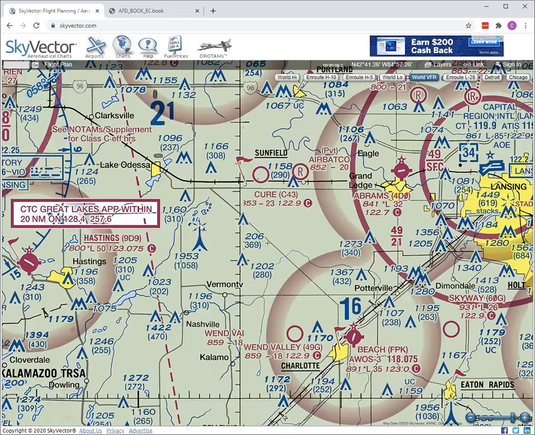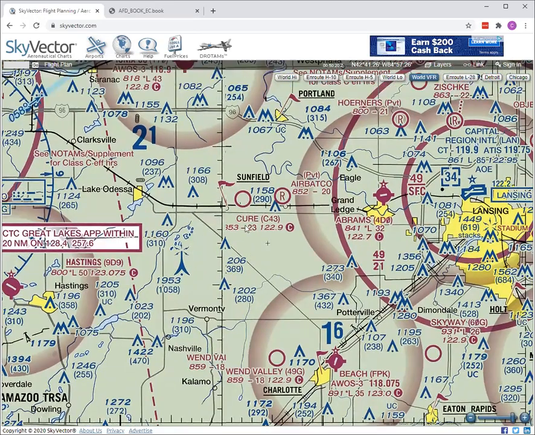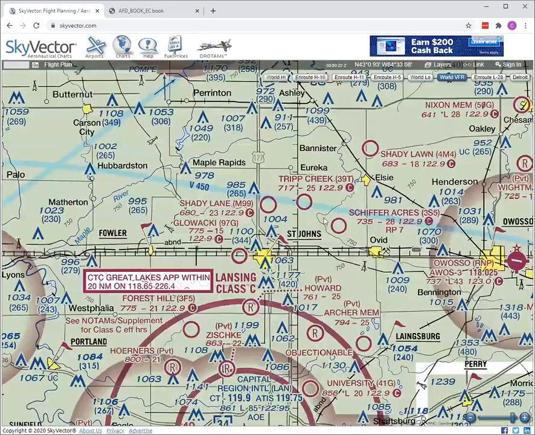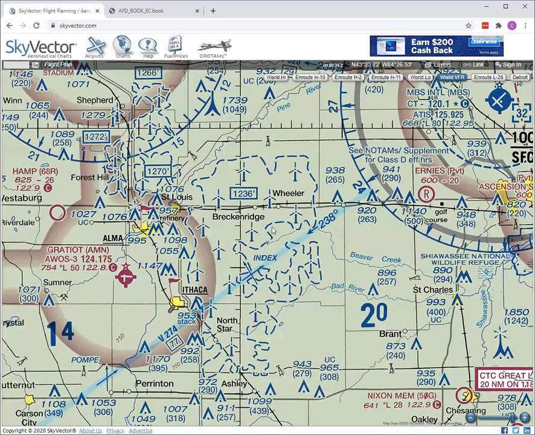Here you can see one that has a lit tower, probably lit at night. It ends at 1,058 feet above ground level, or 1,953 mean sea level. And then, yes, here we go.